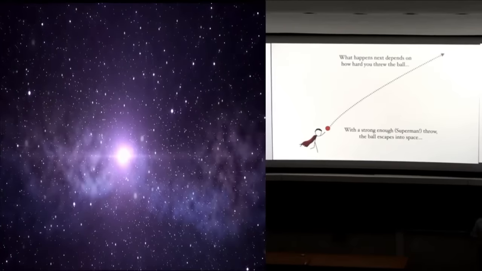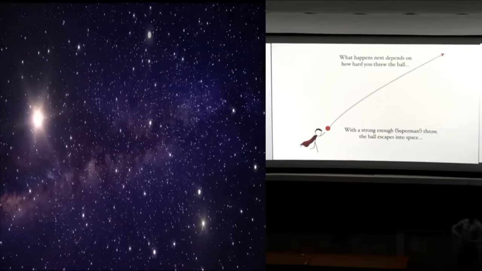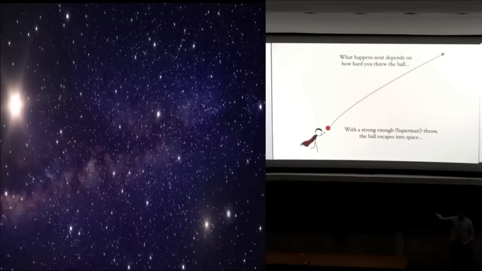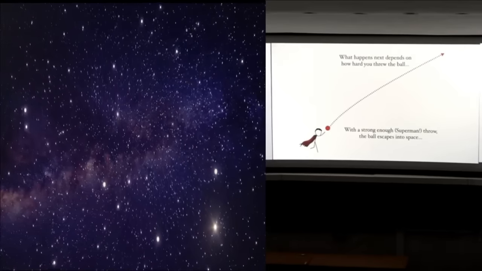So this is sort of one potential, maybe slightly pessimistic, life story for the universe. Alternatively, if you could throw the ball much faster, if you're Superman or something, you could throw the ball so it escapes into space, right? The Earth has a sort of set escape velocity. If you throw the ball so fast, it just escapes Earth's gravity and disappears off forever. And so this is another potential future for the universe, right?